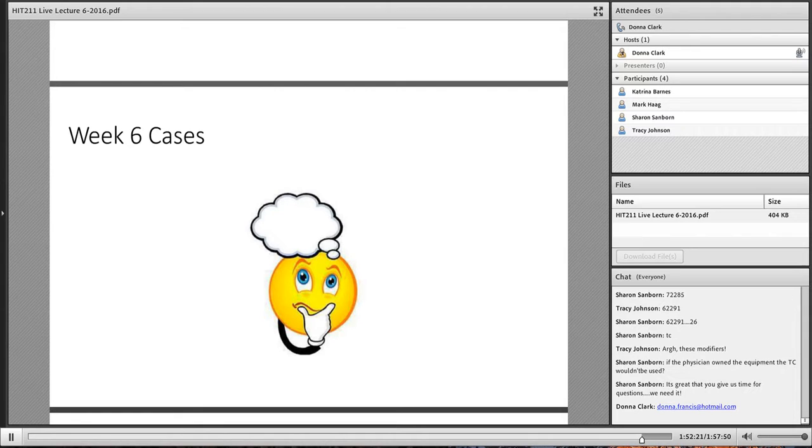Okay, let's look at our cases for this week. Let's see what we got. And then I'm going to let you go because I don't want to stay until 12. I know I have to go to work tomorrow.